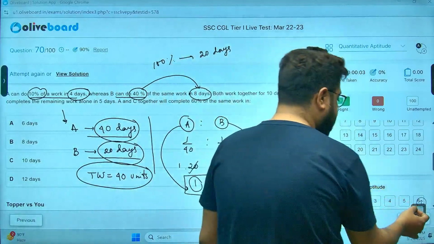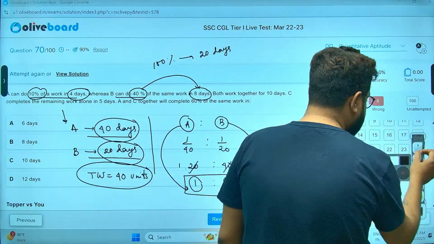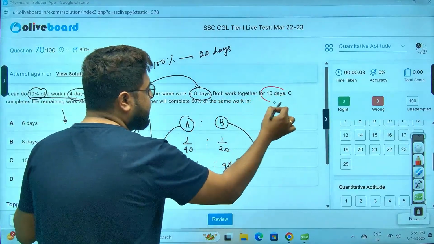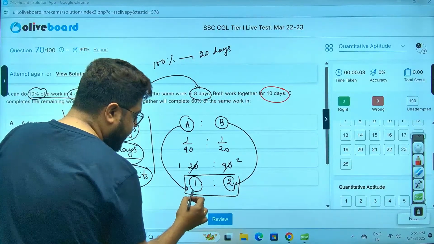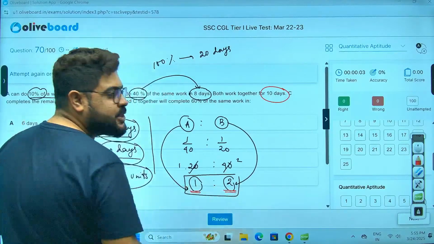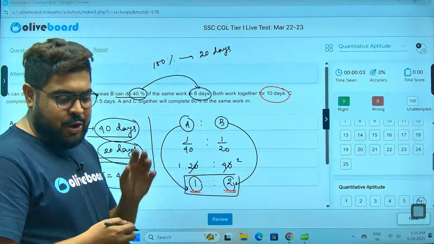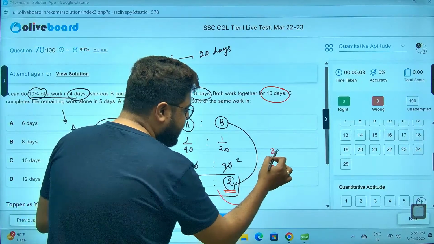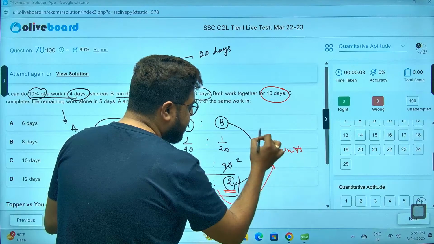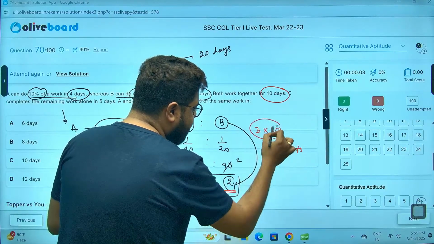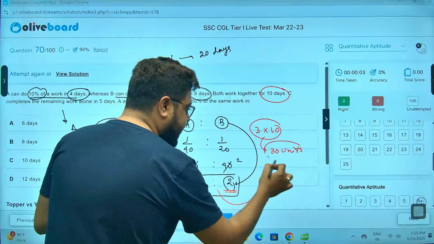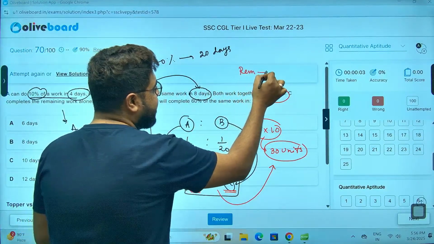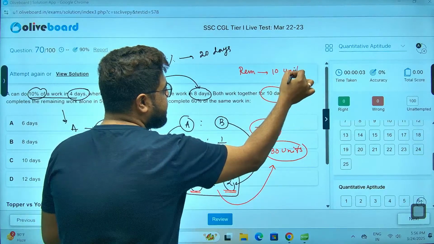Now both of them work together for 10 days. A is doing 1 unit and B is doing 2 units, so in total they are doing 3 units a day. For 10 days they will complete 3 into 10, that is 30 units. Total they needed to do 40 units, so the remaining is 10 units.